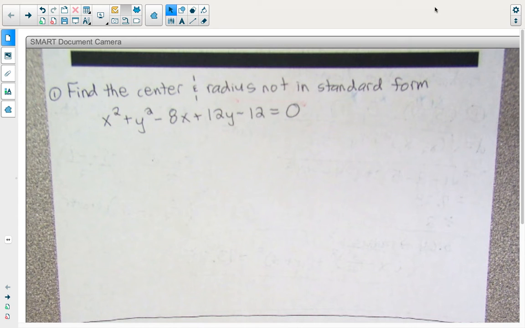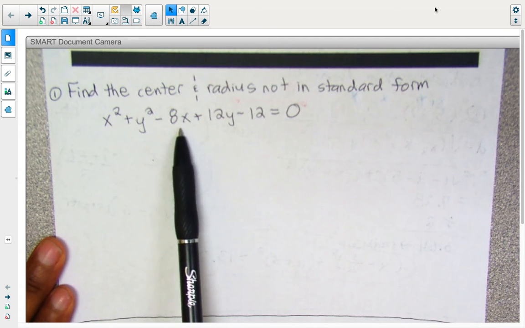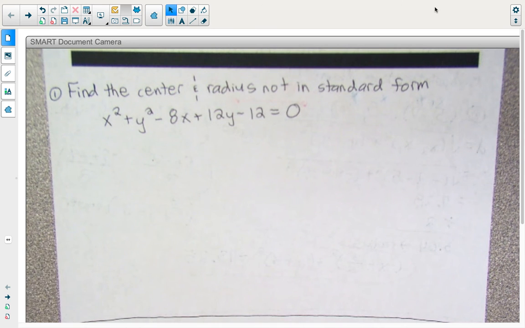So standard form of the equation of a circle is (x minus h) squared plus (y minus k) squared equals r squared. If I look at this very first example, it's not set up in that way at all. So we're going to go through and I'm going to show you how to put it in standard form. So here we go. The directions say find the center and radius not in standard form. We're given x squared plus y squared minus 8x plus 12y minus 12 equals 0. So that definitely is very far away from standard form for a circle.